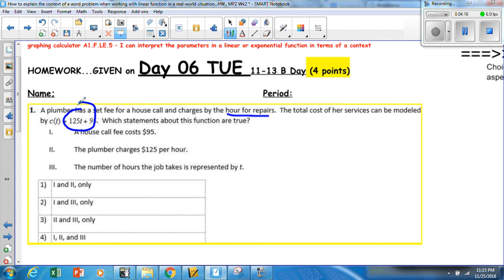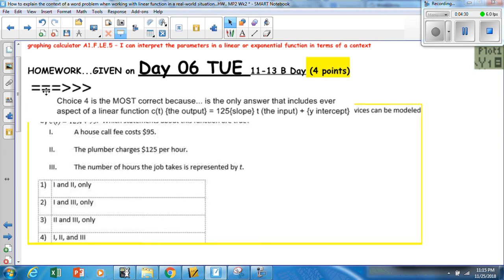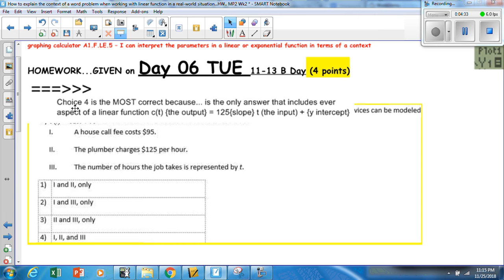Well, let's consider. Choice 4 is the most appropriate because it's the only answer that includes every aspect of the linear equation. We have the output, we have the slope, which is the times the input, plus the y-intercept. So the house call fee is $95. I think we agree with that. The plumber charges $125 per hour. I think we can agree with that. And the number of hours that the job takes is represented by x. I think we are all in very much agreement.